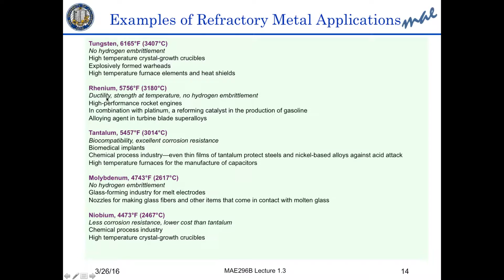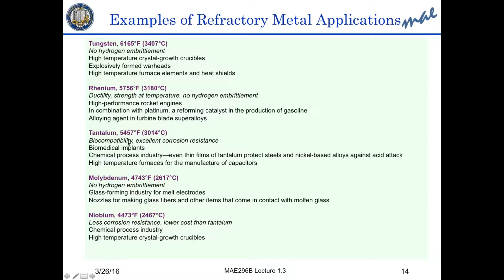Rhenium is ductile. By the way, tungsten doesn't suffer from hydrogen embrittlement, which is a problem for some of the refractories. Rhenium has high ductility, and the strength is very high, and it doesn't have hydrogen embrittlement as well. It's used in rocket engines, and also as an alloying agent for turbine blades.